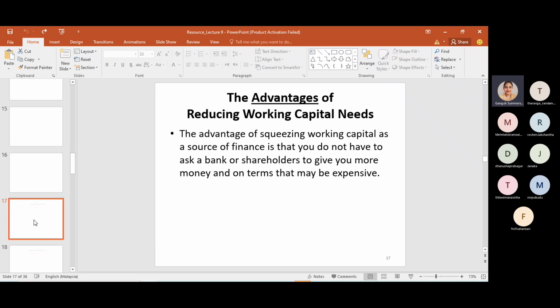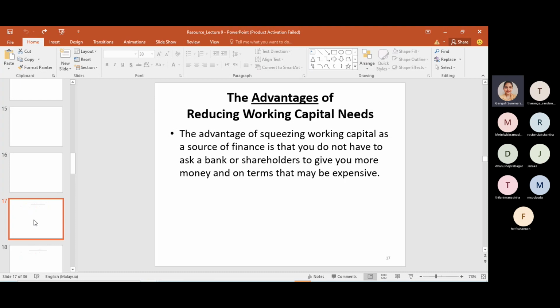Okay, so here are the advantages of reducing working capital needs. When you reduce your working capital needs, you do not have to take any loans from banks or lenders, or you don't have to take any money from your shareholders. So that is a huge advantage.